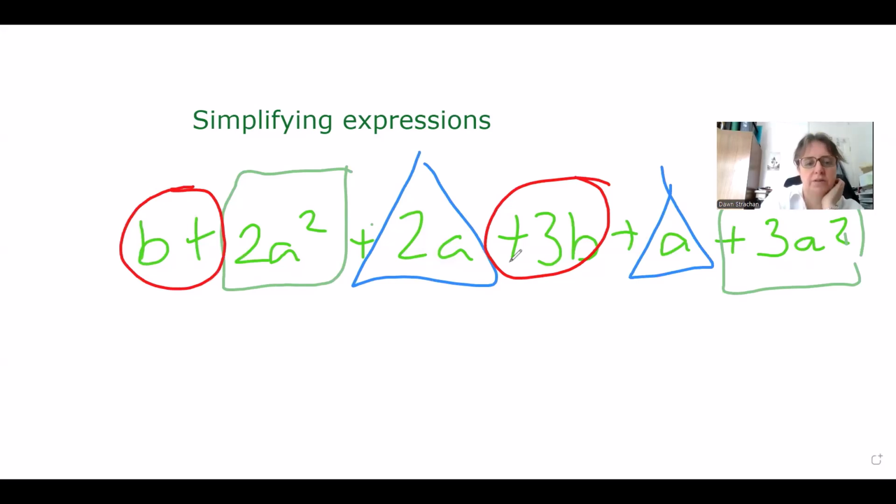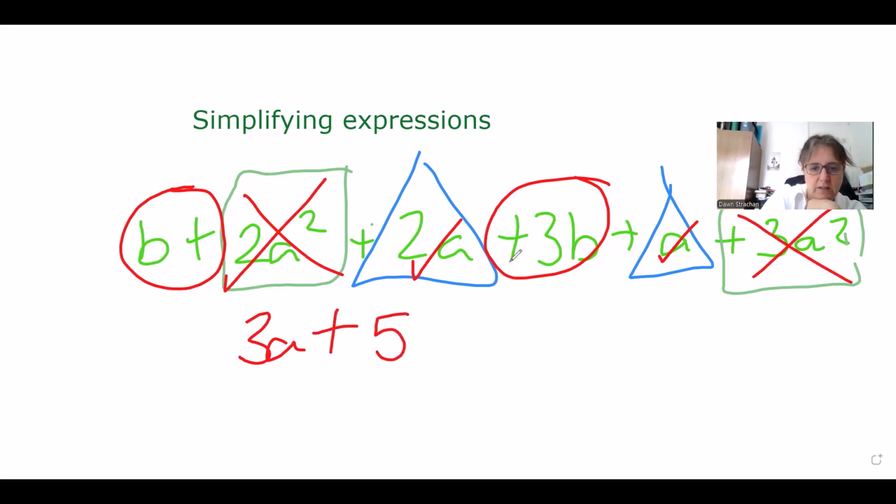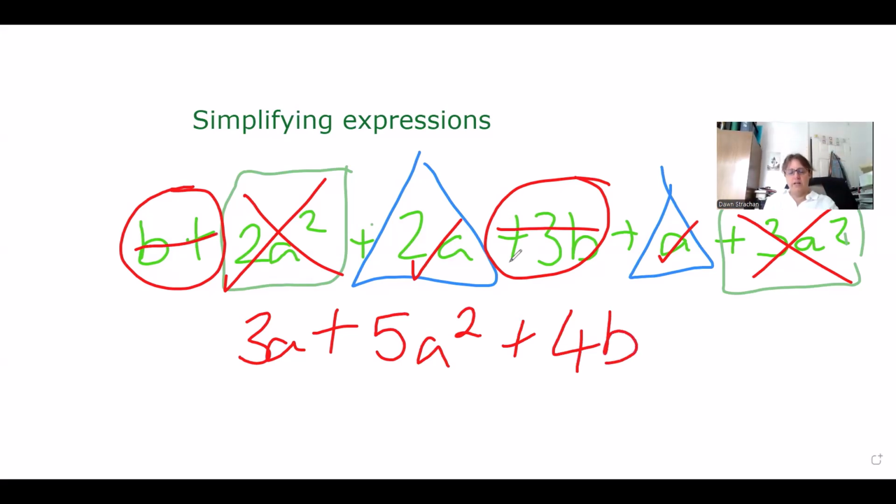Okay, so this time let's start with A's. I've got 2a plus another a, so I've got 3 a's. I've got 2a squared plus another 3a squared, so I've got 5a squareds altogether, because I had 2 in this hand and 3 in this hand. And then I've got a b and 3 more b's, so I've got 4 b's. And that's it. You don't have an actual literal numerical answer. You just end up with how many a's you've got, how many a squared you've got, and how many b's you've got. Nothing more to it after that.